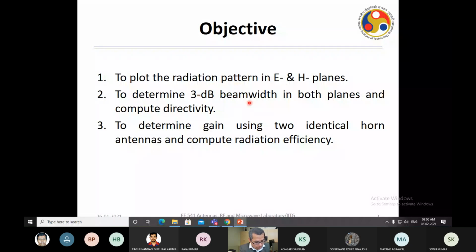So for narrow beamwidth antennas, you can find the directivity from the 3 dB beamwidth in the two principal planes. We'll use that formula later on. And we'll also determine the gain of the antenna by using two identical horn antennas. By using the Friis transmission formula, you can find out the gain of the antenna when you are using two identical horn antennas. Once you have the gain and directivity, you can find the efficiency. The ratio of gain divided by directivity is the efficiency of the antenna. So we'll try to find out all the antenna parameters.